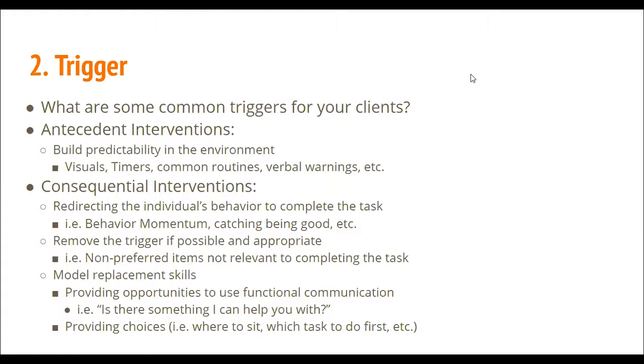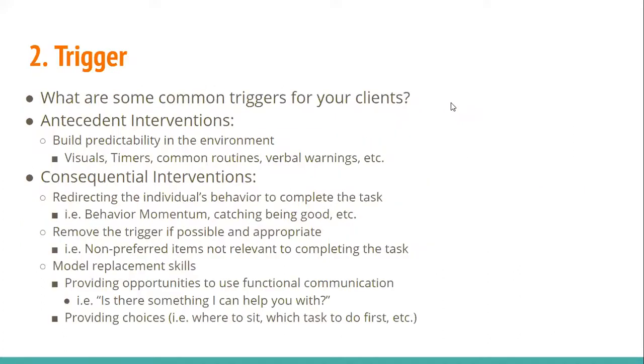Then, for the consequential interventions that we implement when we do have the triggers and we start to see a little bit of challenging behavior, we want to redirect the individual's behavior to complete whatever our tasks are. We might use our behavior momentum in this situation to present some high probability tasks and direct it into whatever it is that we're trying to get them to do. We also want to catch them being good and promote the positive behaviors that they are doing.